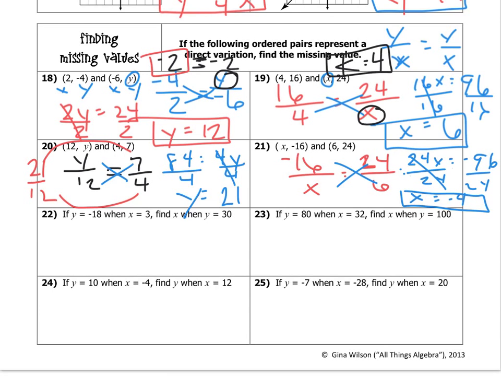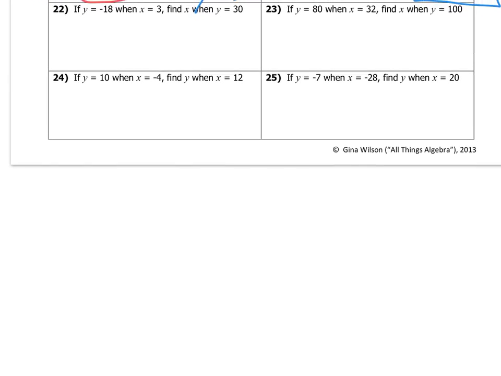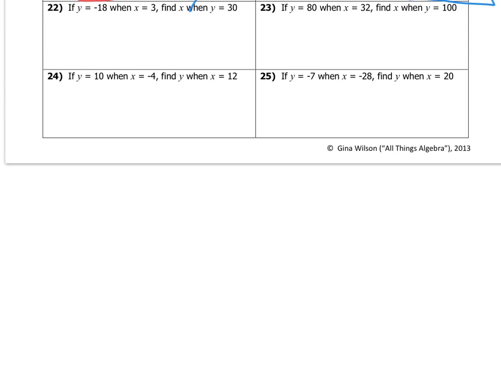Now let's look at 22. You can scroll up, move that all out of the way. 22 says, if y equals negative 18 when x equals 3, then find x when y is 30. So basically you set that up as negative 18 over 3 equals 30 over the x that we're solving for. And then you would just cross multiply, and I get 90 equals negative 18x.